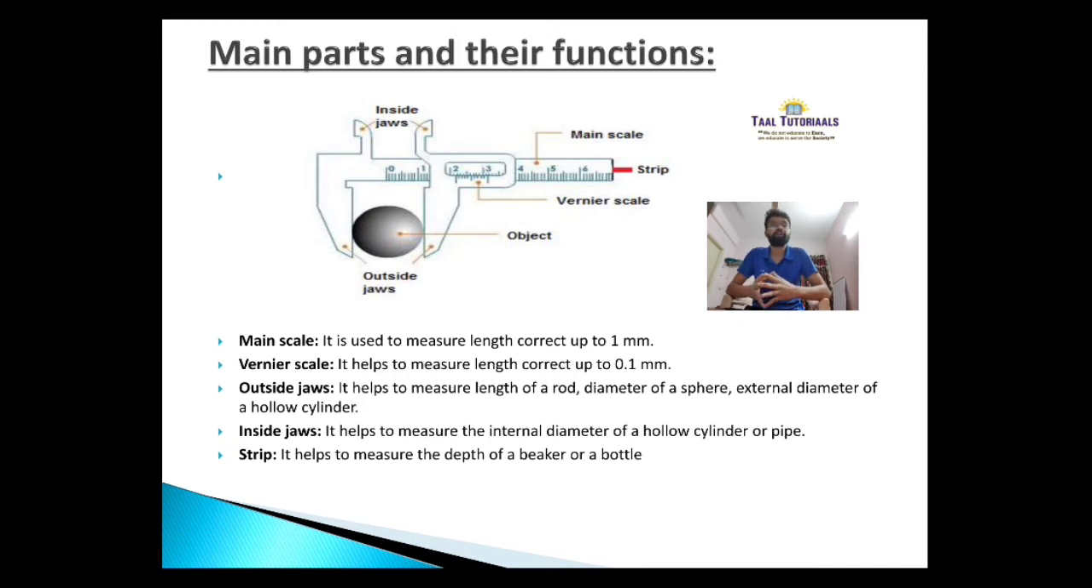There is an outside jaw which helps us to measure the length of the rod, the diameter of round things. The inside jaw, for a hollow cylinder, the internal diameter can be measured by the inside jaw. And what is the use of the strip? It helps us to measure the depth of a beaker or a bottle.